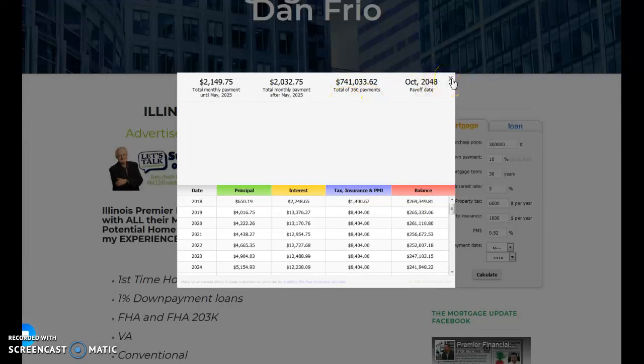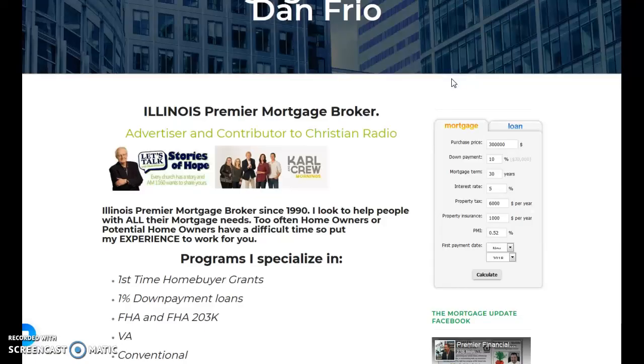So let me show you now how we can back into a number. Let me explain what I'm asking. I just recently had a client that said, I'm looking for a house and I want my payments to run approximately $1,300 a month. How much could I afford? So in this section here, I'm going to figure that out.